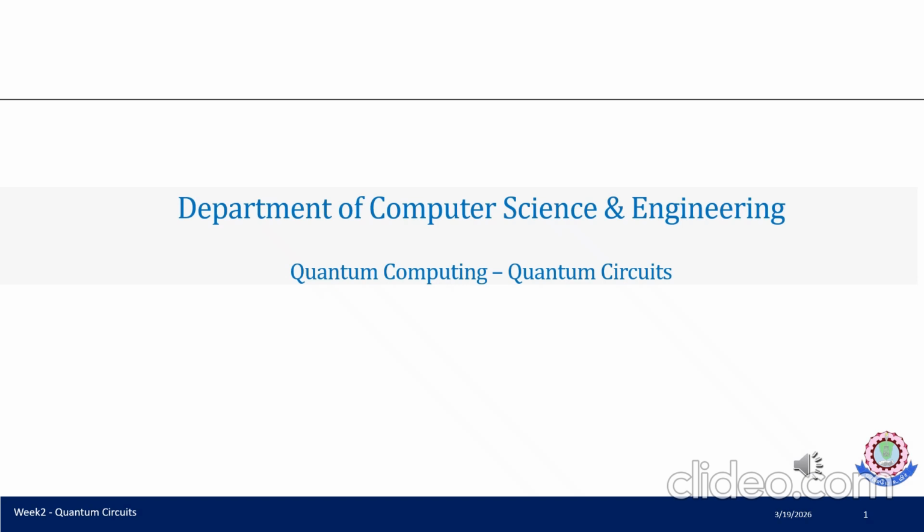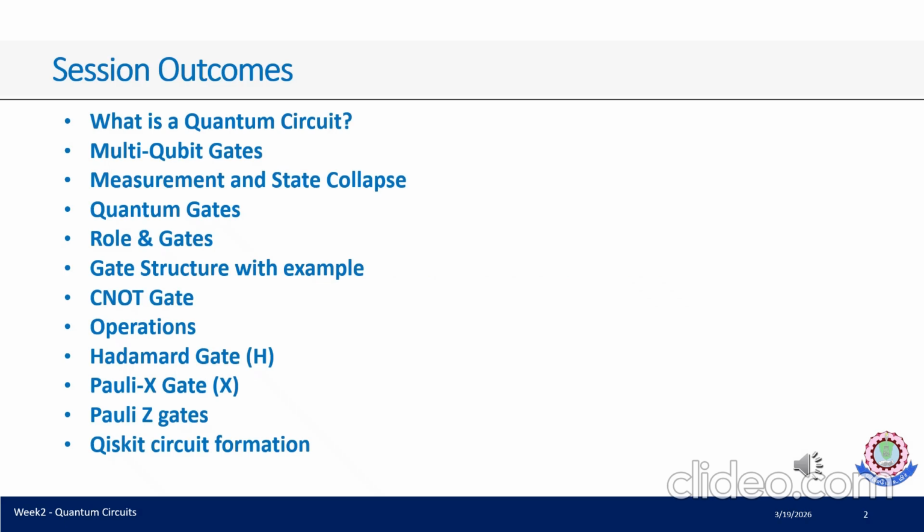So, dear learners, this week too, we are going to see the third PPT termed as quantum circuits. We are going to have basic insights of how we are going to deal with quantum circuits in the quantum computing field. The session outcomes are: definition of quantum circuits, multi-qubit gates, measurements and state collapse, quantum gates, roles and gates, gate structure, controlled NOT and its operations, simple Hadamard gate, Pauli X gate, Pauli Z gate, and Qiskit circuit formation with IBM provider.